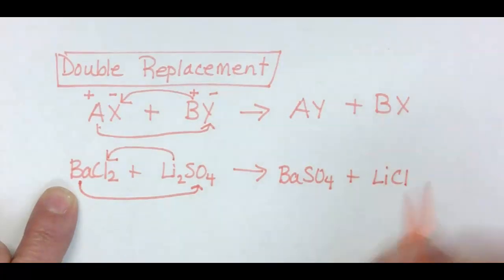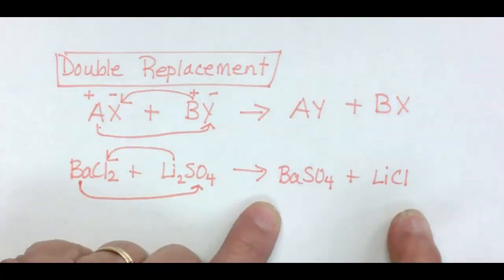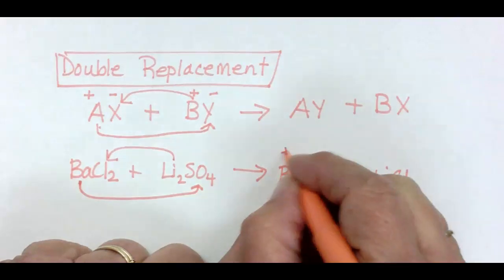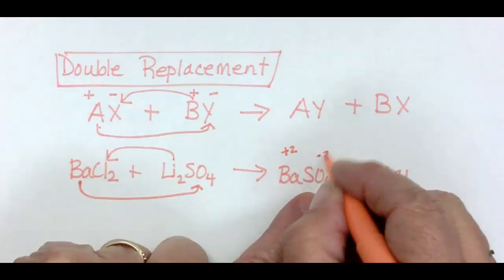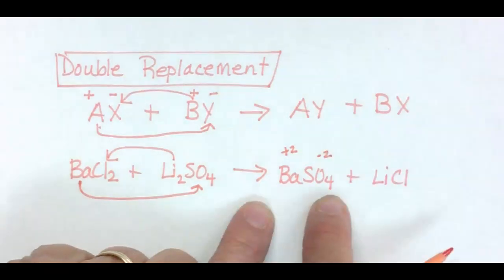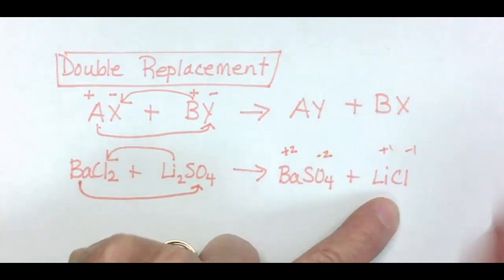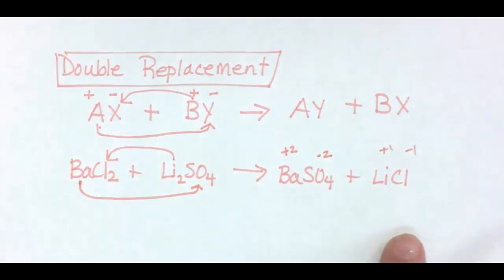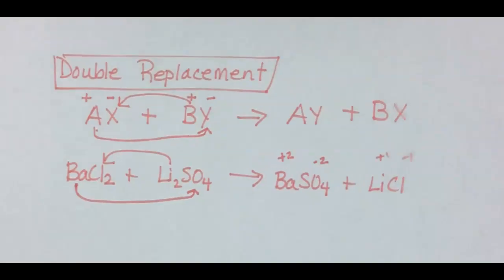Now, one of the things I would need to do is double check, again, when you get over here, always double check your charges. So you're going to have to go to your periodic table and check what barium is. It's a +2. Check your sulfate. It's a -2. So I do not need any subscripts here. I'm going to do the same thing with lithium. It's a +1, and chlorine, it's a -1. Again, I do not need any subscripts. So this would be done. Okay, called a double replacement reaction, and usually it's pretty easy to recognize for most people.